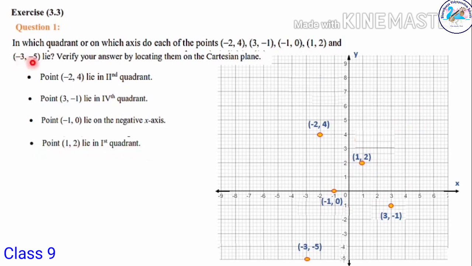And last one, (-3, -5). (-3, -5) is this one. This is our third quadrant. First, second, third, fourth. So this is our third quadrant, (-3, -5). So the answer we will write: point (-3, -5) lies in the third quadrant. Hope it is clear. Move on to question number 2.